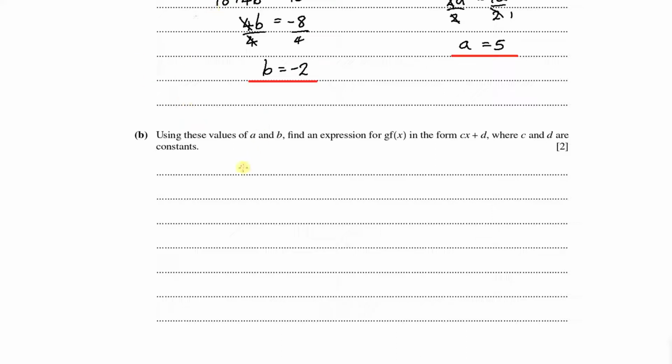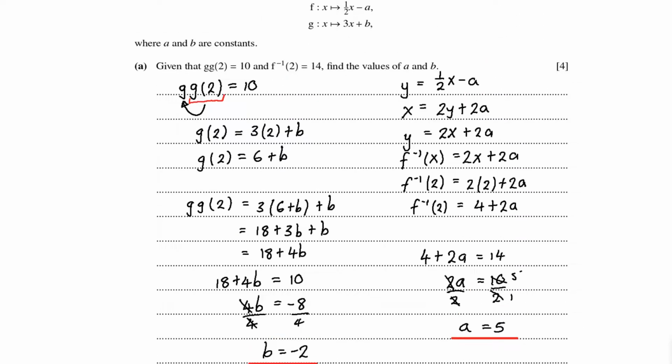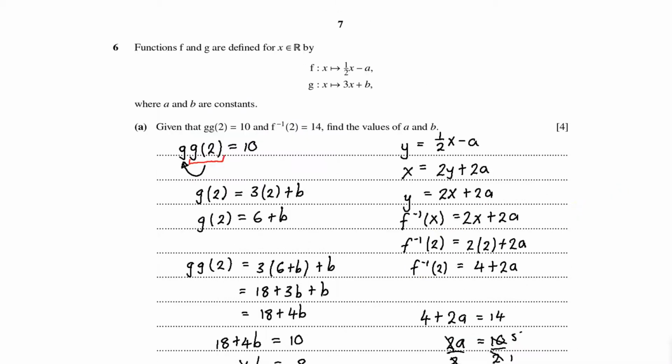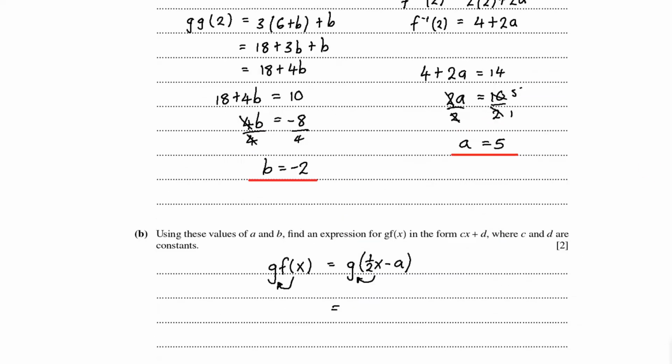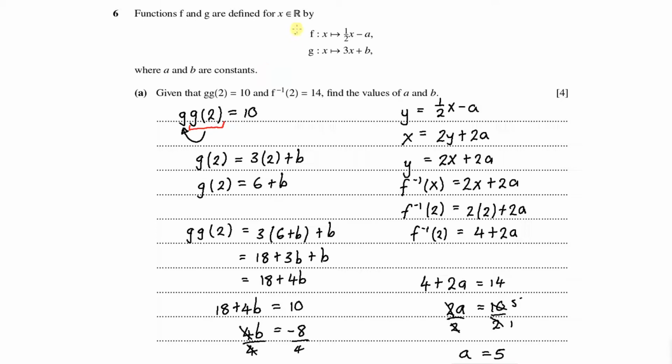So here, they want us to find g of f of x. So this is a composite function, and we know that f of x is an input into the function g. So what is f of x? From the information given, f of x is half of x minus a. So that's g of half of x minus a. So I'm inputting half of x minus a into the function g. And what is the function g? The function g is 3x plus b.